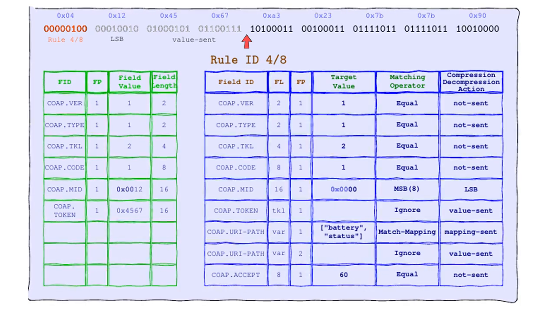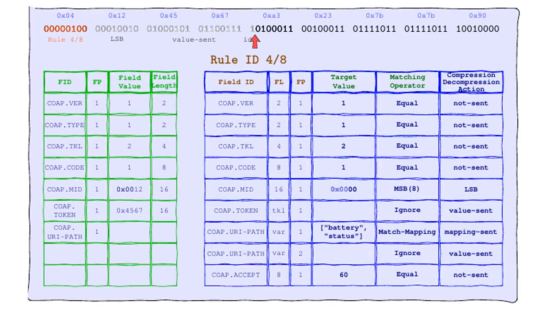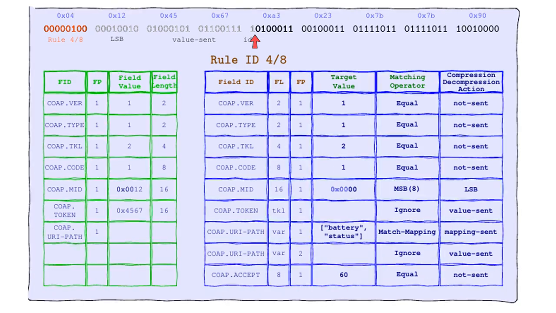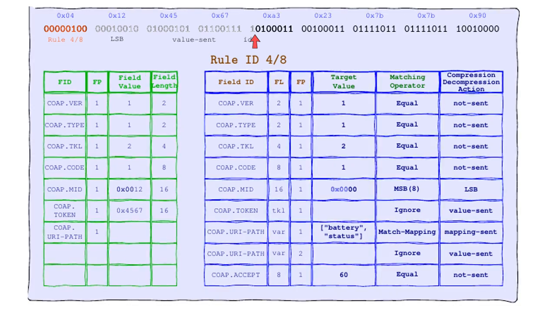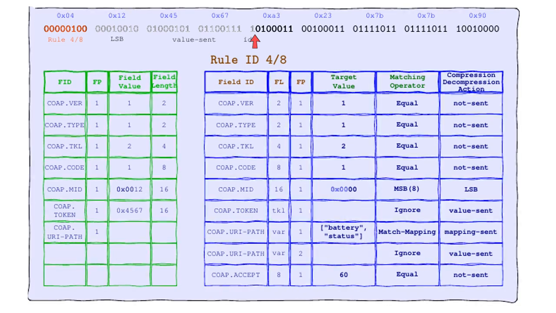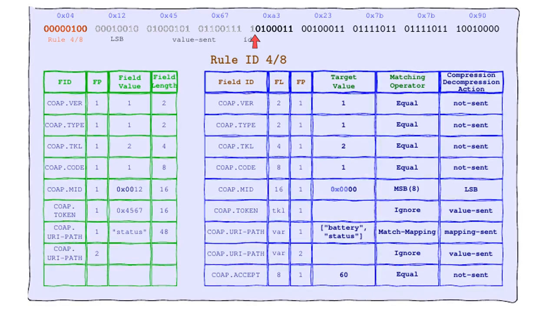Let's take a peek at our target value, shall we? We've got two contenders duking it out here, battery and status. We only need one tiny bit to code this index. Our champion reaches into the compression residue and pulls out, it's a 1. This means our value is status, coming in at a hefty 48 bits long.